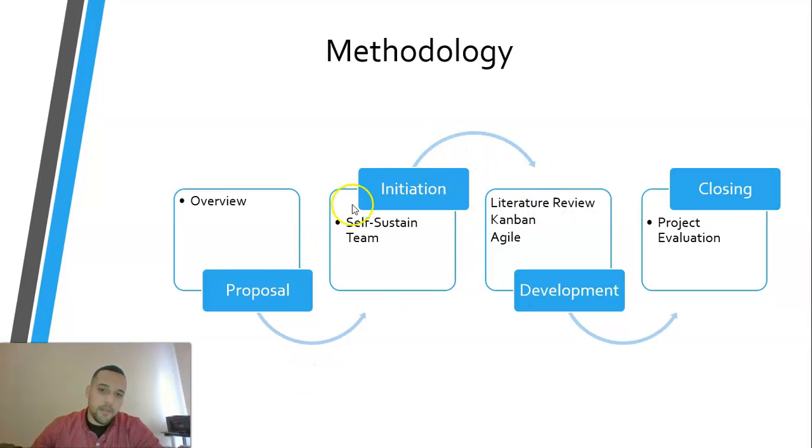After we ended up building the self-sustained team, we moved to the development of the project. We had in here three important aspects. The first one, really insightful, was the literature review. During the literature review, we found some specific aspects that we must consider in order to have a successful transition from the network folder structure to the SharePoint environment. Then after we gathered that data, we proceeded to implement the different tools and methodologies.